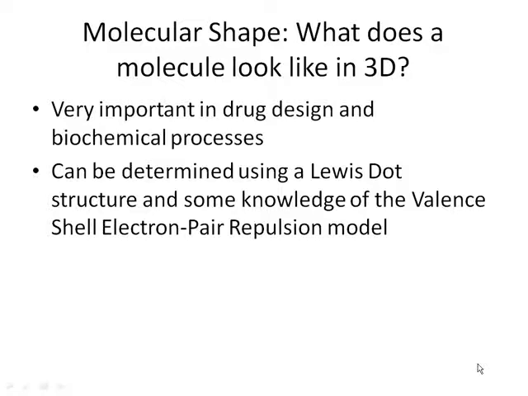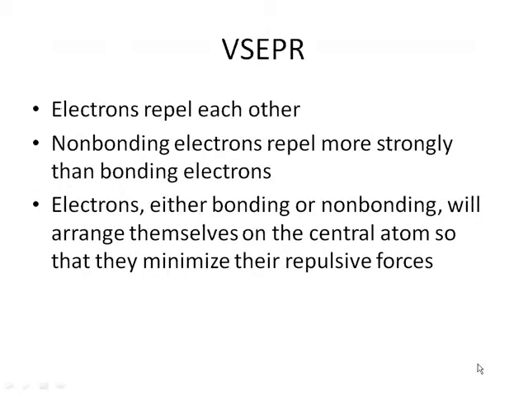Turns out you, in Chemistry 121, can determine the molecular shape using something called a Lewis dot structure and some knowledge of the valence shell electron pair repulsion model. So let's talk about valence shell electron pair repulsion, which is often abbreviated VSEPR. The basic idea of this is that electrons repel each other.